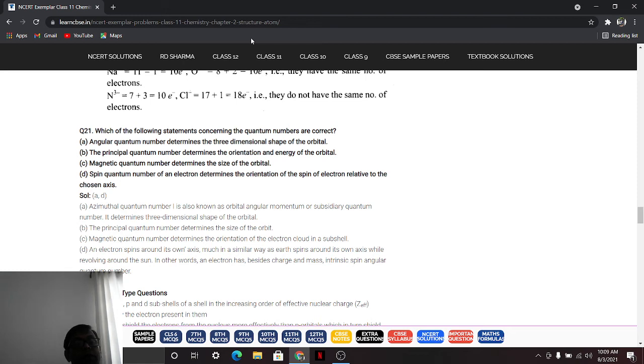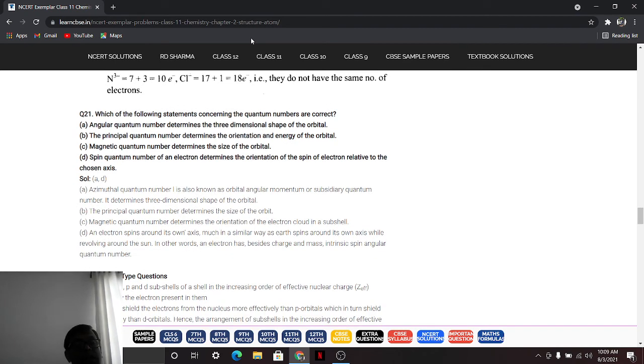Therefore, the principal quantum number determines the size of the orbit. Magnetic quantum number determines the orientation of the electron to a subshell. Therefore, the options are A and D. Next, short answer type questions.